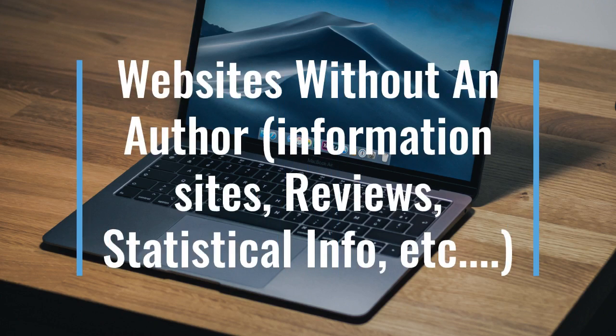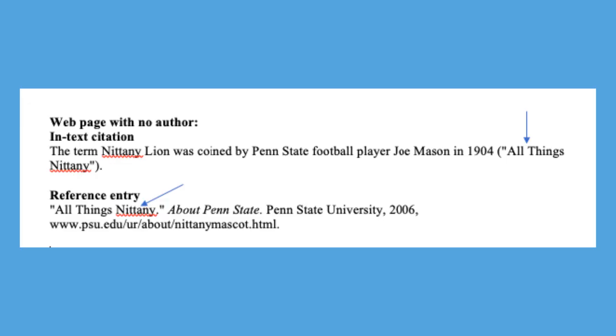What about websites without an author? This could include information sites, reviews, statistical information, etc. Again, on the bottom there, you see the reference entry. The first thing that shows in that reference entry is the name of the site. And so when you use your in-text citation, the name of the site becomes your in-text citation. Put it in parentheses, and close it with the punctuation, just the way you see in this image.